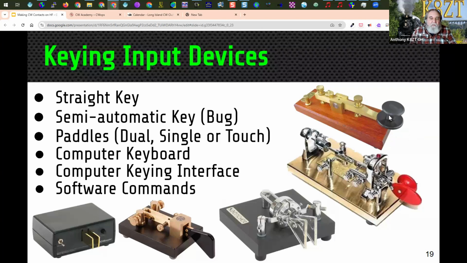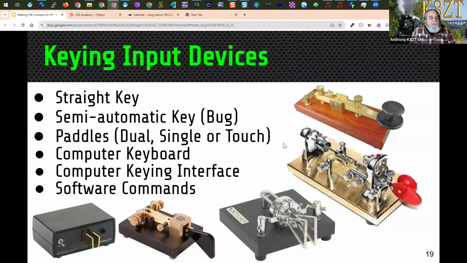Now, the speed that you can go with this is somewhat limited because it gets difficult at higher speeds, and also you can get fatigue in your arm. So even before the advent of radio, telegraphers developed what are called semi-automatic keys or bugs. This is an example of a mechanical key, but it is semi-automatic. It uses a system of levers and springs and weights to auto-complete some of the characters and make characters. That's another way to send CW.